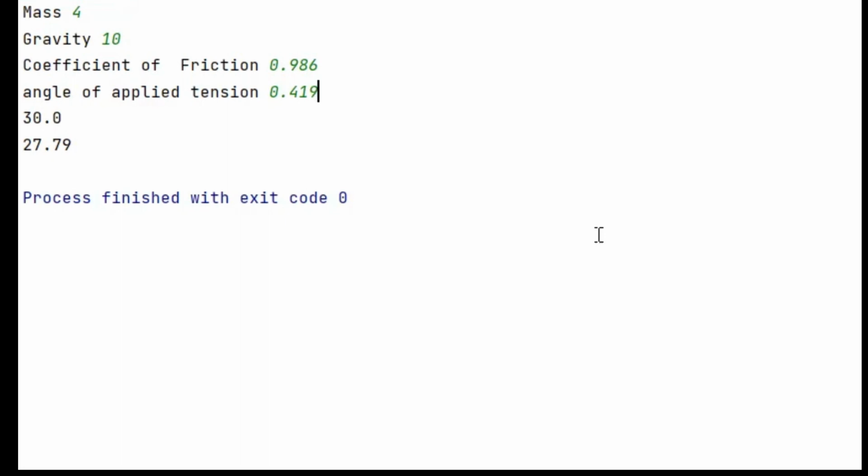So next week, we're going to extend our coding capability and deal with inclined planes.